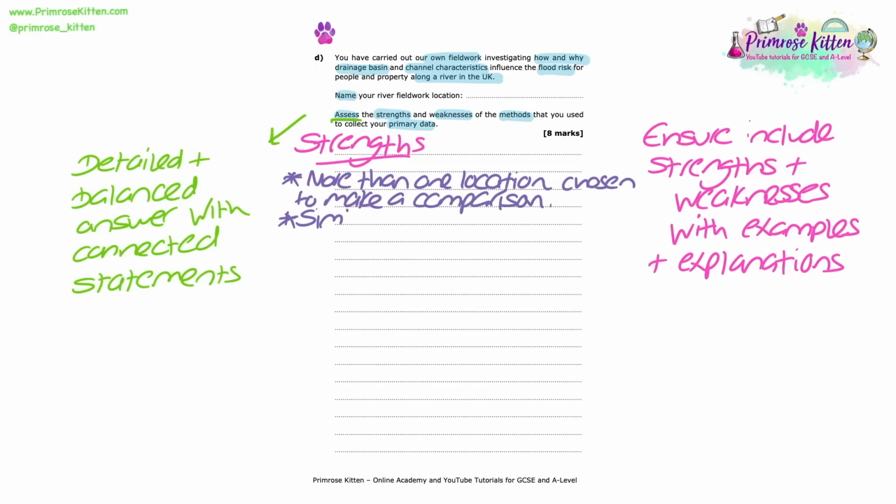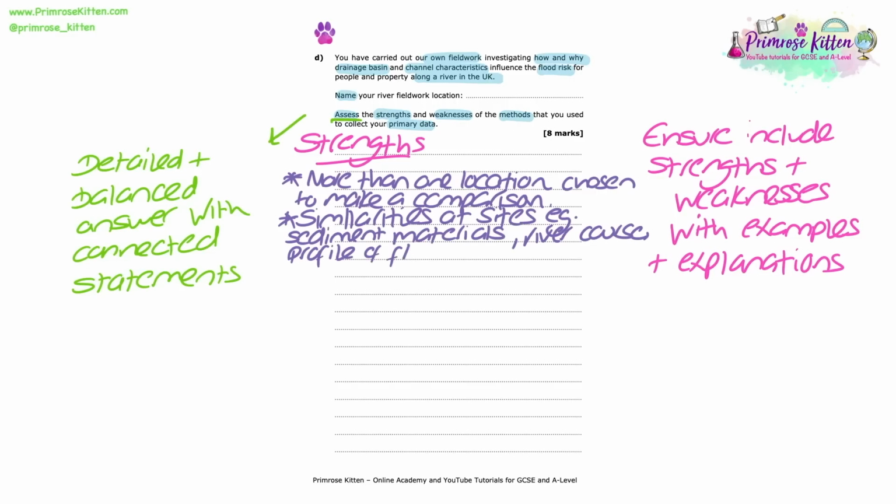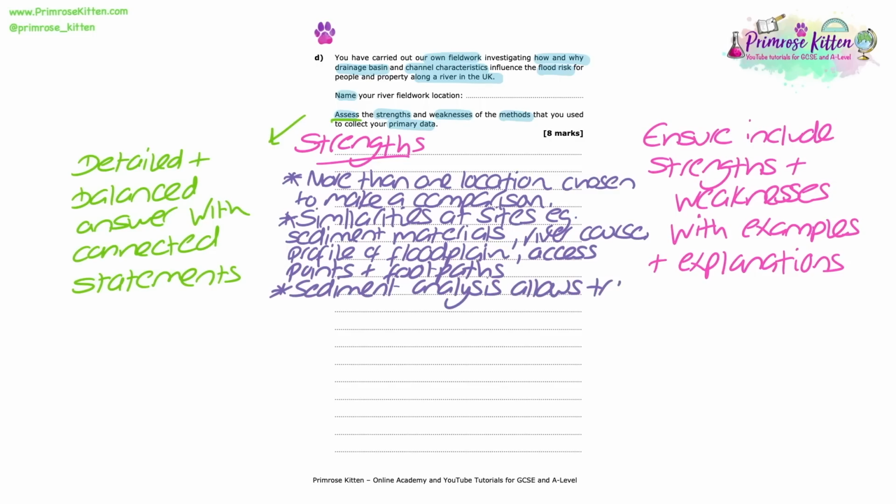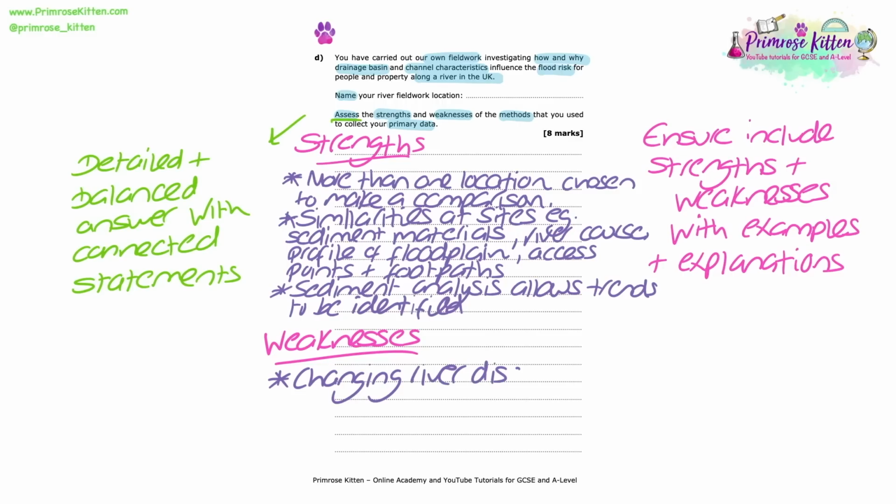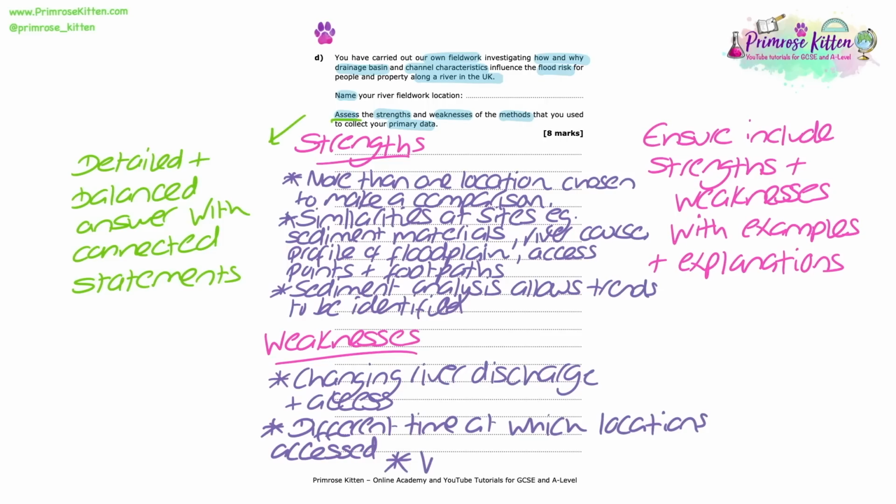You might also consider the similarities of the sites chosen, for example, sediment materials, the river course, the profile of the floodplain, an access point and flood paths. You might also include the benefits of conducting sediment analysis, which allows trends to be identified. Your weaknesses, on the other hand, might include changing river discharge and access, the different times at which the locations were accessed and the impact this might have had, and also variable weather conditions at the sites.